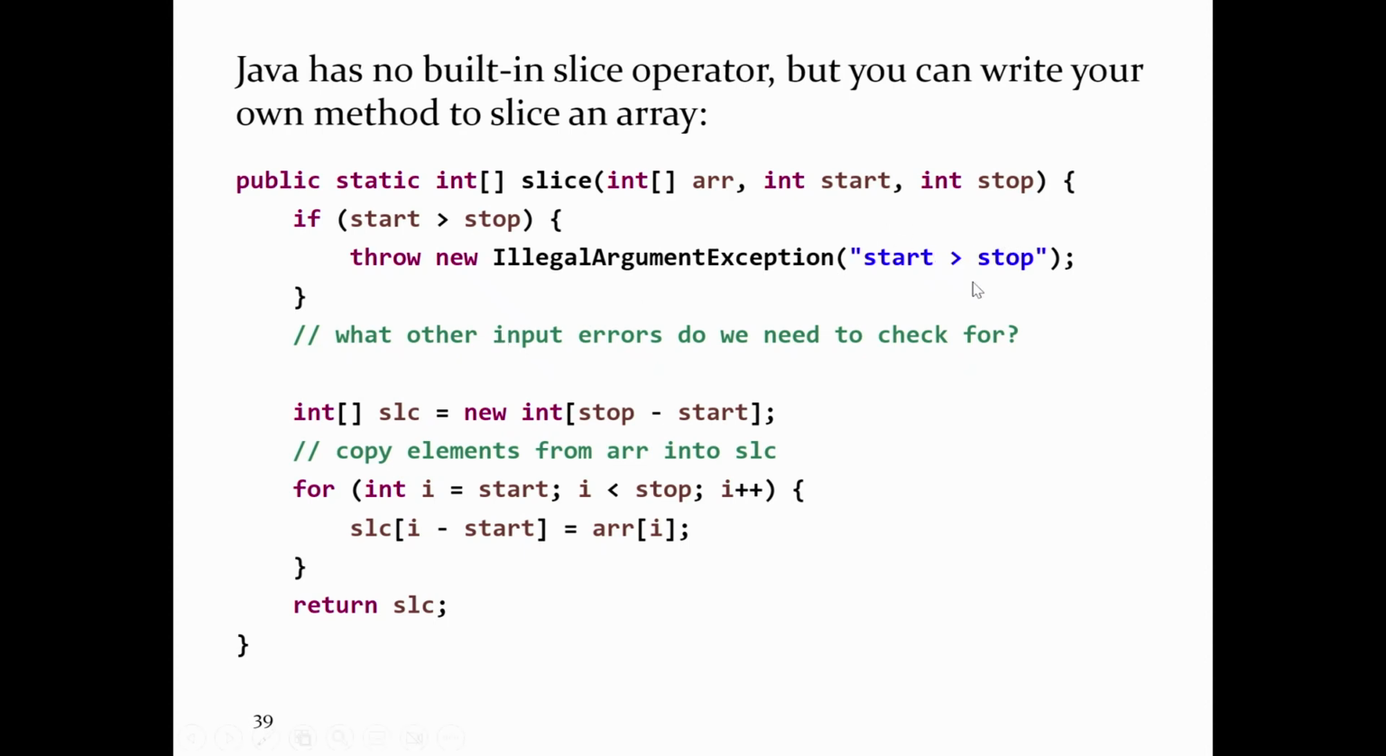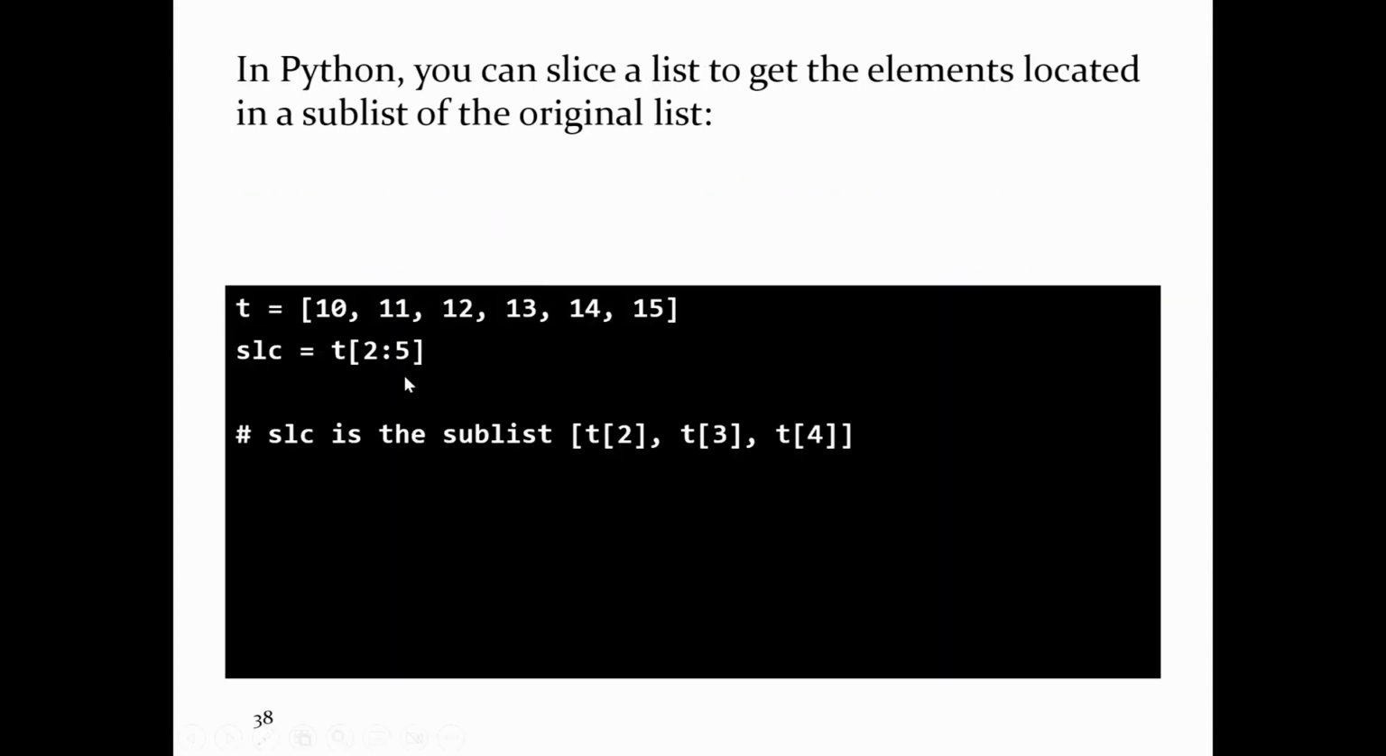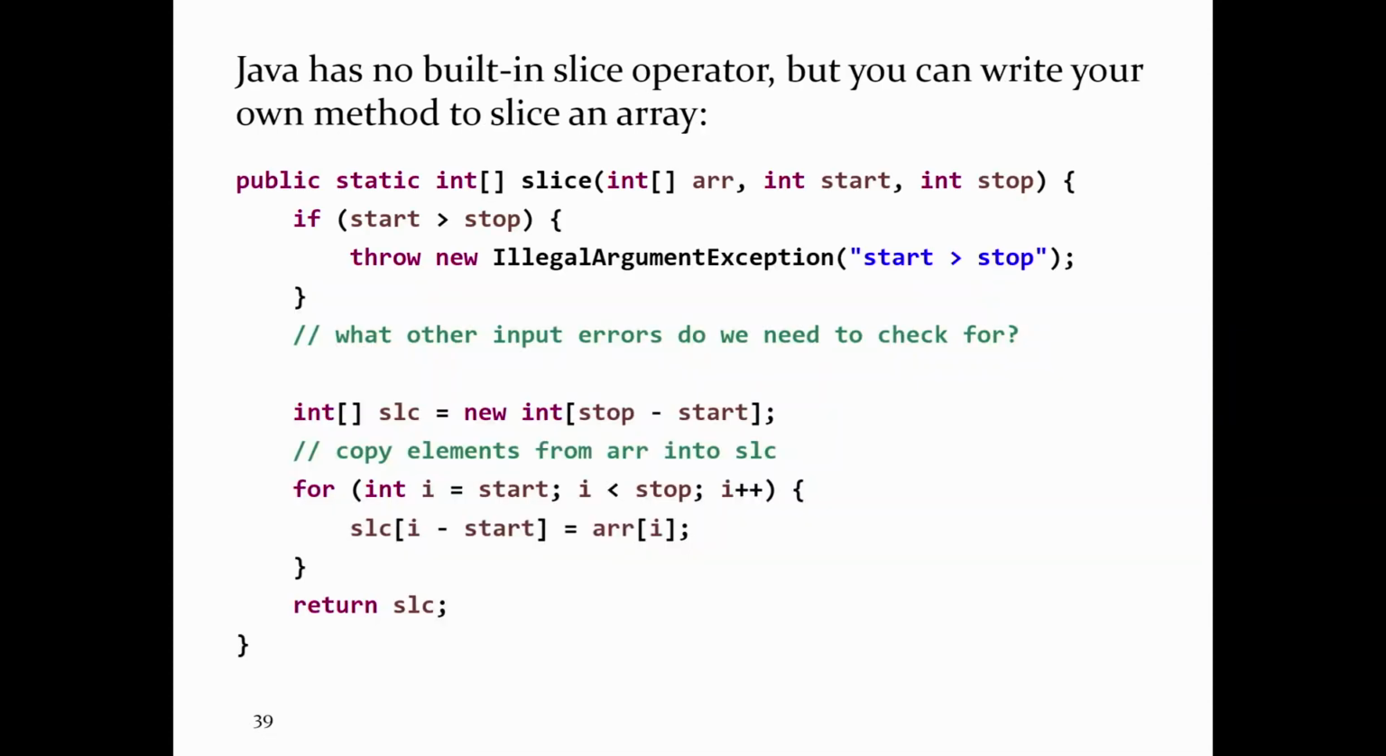Okay, so let's assume that the caller calls the method with the correct inputs. Now we need to make the slice. So how long is the slice? Well, I'll just go back here. So that slice is 3 elements long, which is just equal to 5 minus 2. So the length of the resulting array is just stop minus start. So I make a new array whose length is stop minus start.